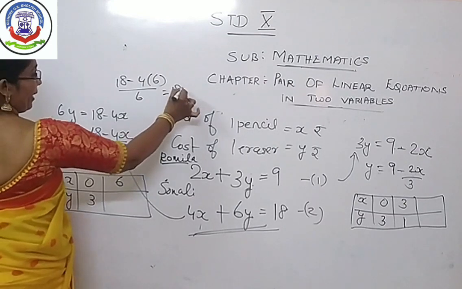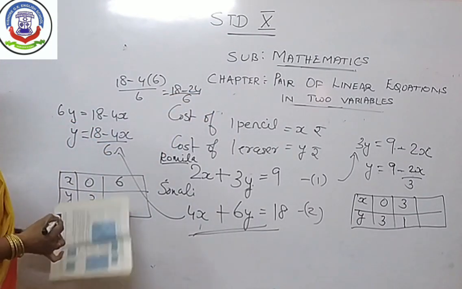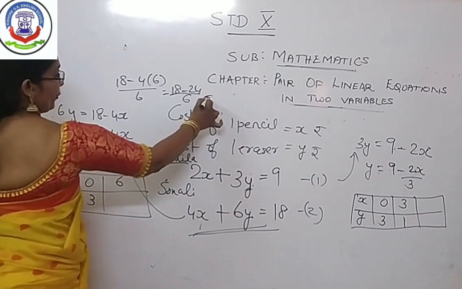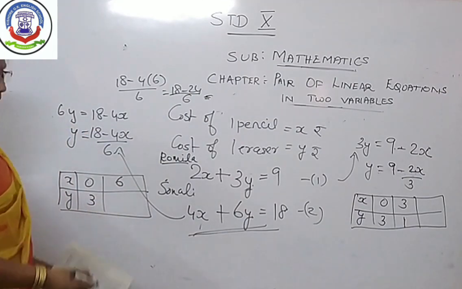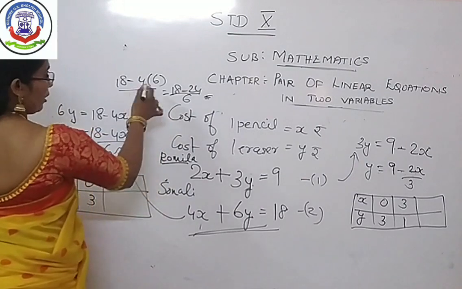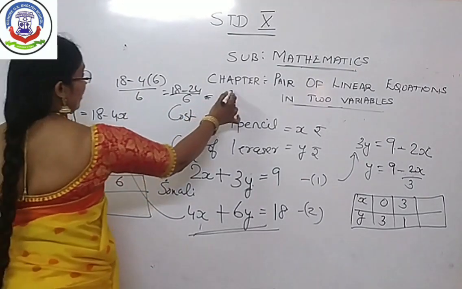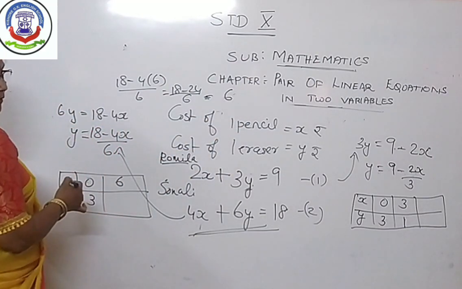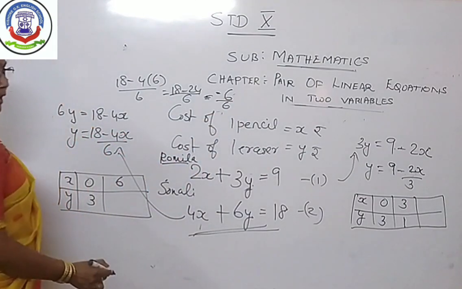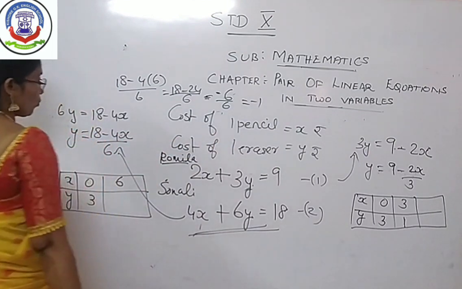So 18 minus 24, it will come 24 by 6. What is 18 minus 24? What is the answer going to come? 18 minus 24, minus 18, it is going to come as that. How is it coming? 18 and 24. 24 minus 18 will come as 6. Is it right? And that is also minus 6. Minus 6 by 6. So the answer is minus 1.